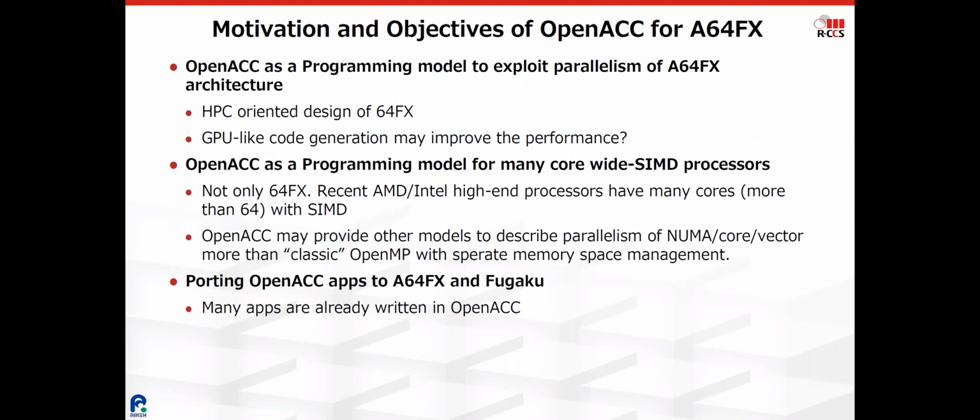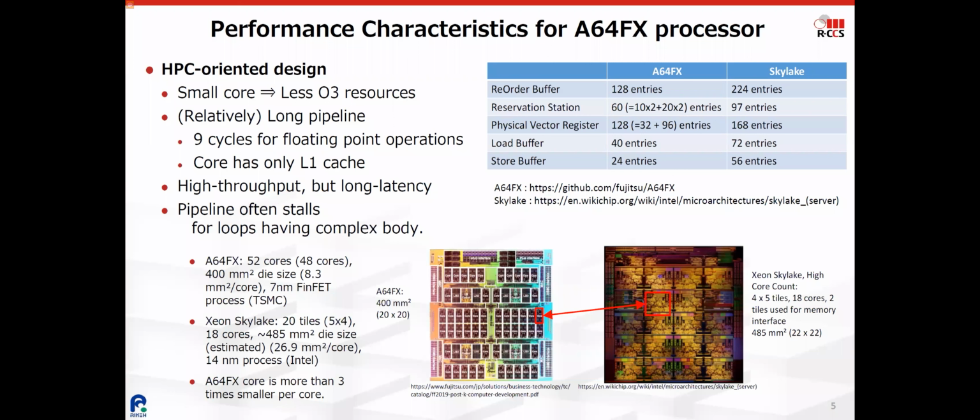This is the chip photograph of the A64FX. This is the Intel Skylake processor. These two chips have almost the same size, 20 millimeters, that is 400 square millimeters. But as you see, the A64FX has many cores compared to the Intel Skylake. That means small cores, with fewer out-of-order resources.